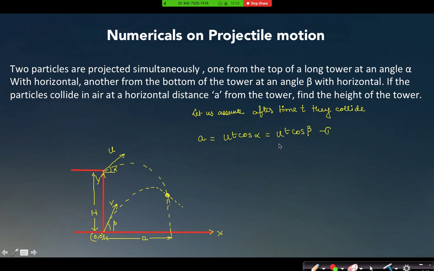So it is the first equation that I can draw, that both of them are having the same horizontal displacement. Vt cos beta, yes. It should be Vt cos beta.